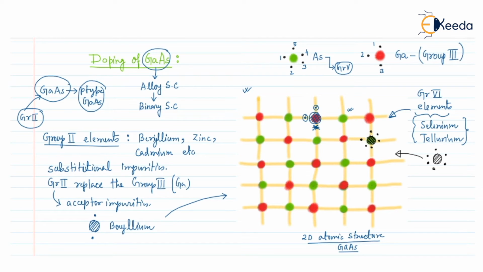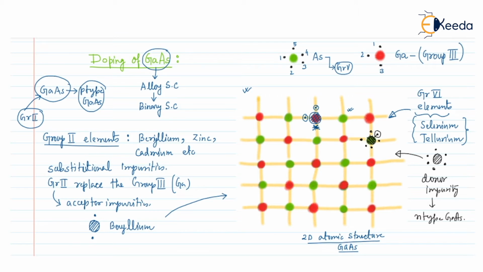So now we can see that 1 electron is in extra. Previously it was 5. Now we will get 1 extra electron, which is bonded by a very small amount of energy. So we will have an extra electron, and it will act as a donor impurity. And the gallium arsenide will be n-type gallium arsenide after doping with a group 6 element.